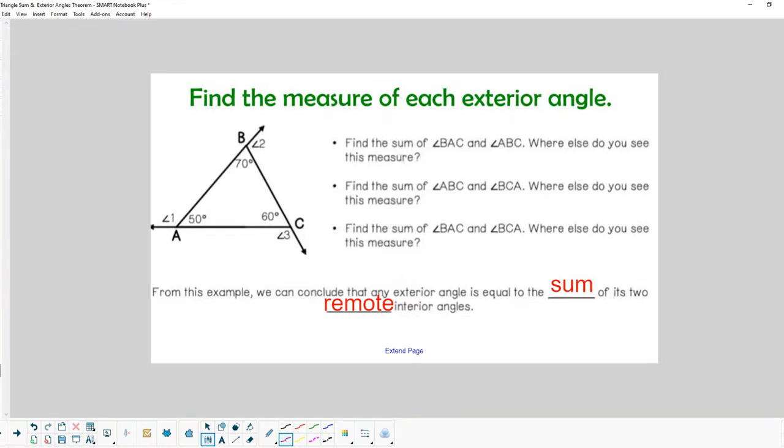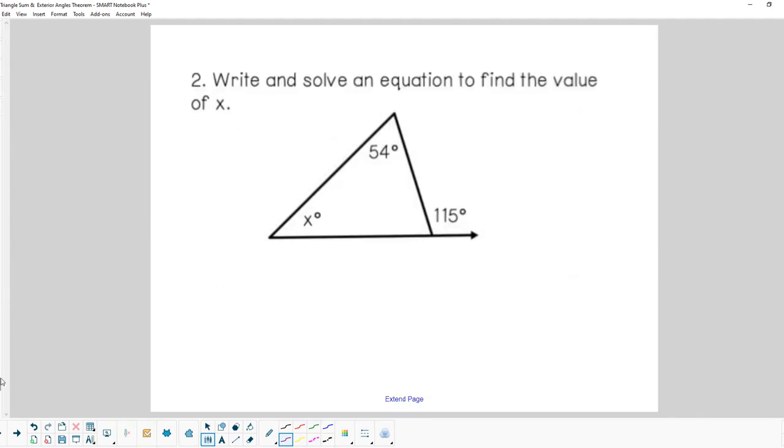So from this example, we conclude that any exterior angle is equal to the sum of its two remote interior angles. All right, so let's look. We have an exterior angle of 115, and it is a sum of these two interior angles right here. So if I subtract 54 from 115, I get 61 degrees. So x equals 61 degrees. Wow, that was pretty easy, wasn't it?